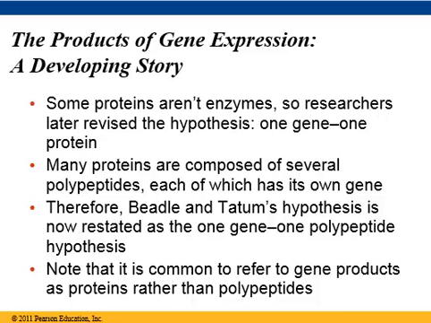They realized that some proteins aren't enzymes, so researchers later revised the hypothesis: one gene, one protein. Many proteins are composed of several polypeptides, each of which has its own gene. Therefore, Beadle and Tatum's hypothesis is now restated as one gene, one polypeptide hypothesis. Note that it is common to refer to gene products as proteins rather than polypeptides.